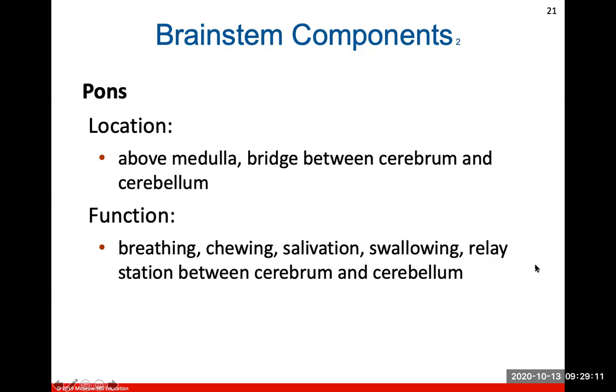Your pons then is located right above the medulla. It's this enlarged region. It's the bridge or connection between your cerebrum, the brain, and the cerebellum, which is a separate part of the brain. It's located in the posterior compartment of the skull. And your pons helps with breathing, chewing, salivation, swallowing. And it also is a relay station between the cerebrum and the cerebellum.